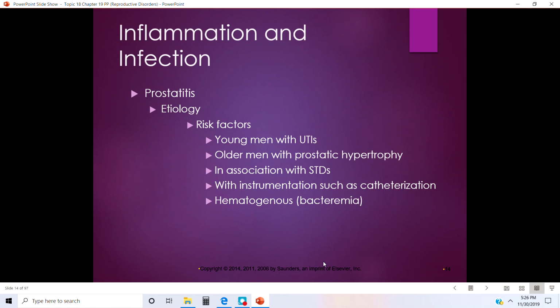So who's at risk for developing prostatitis? Usually younger men with urinary tract infections. Older men, if they have prostatic hypertrophy, we'll talk about that in a future lesson. It's also associated with STDs, right? Sexually transmitted diseases. Or if a male is going through some type of procedure, such as catheterization, right, where they actually put a scope in through the urethra, and it can also be caused from a bacterial infection of the blood. I put here bacteremia. So now the bacterial infection would spread to the prostate gland.